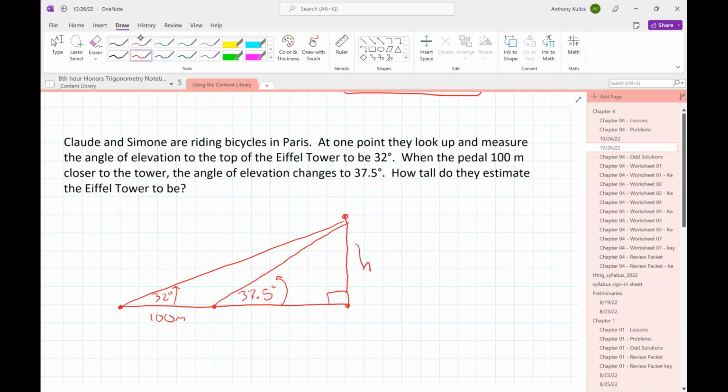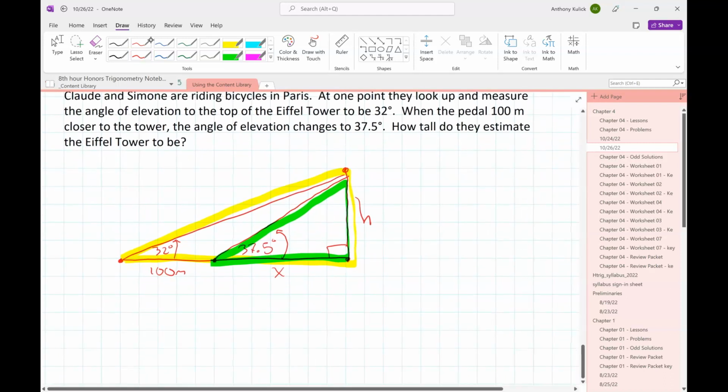Do I know a side and an angle in any right triangle? No, I do not. If I call this piece x, I have one right triangle here, where I don't know a side and angle. And I have a second right triangle here, where I don't know both a side and an angle. Oh no, what should I do? I have two variables and two triangles. The natural thing to do would be to create a system of two equations.